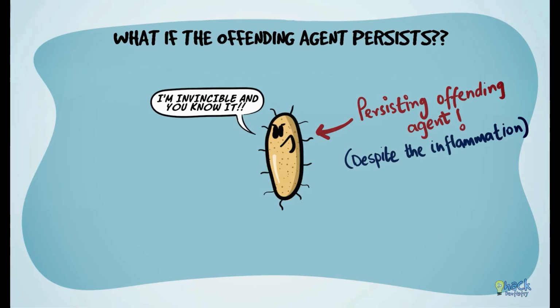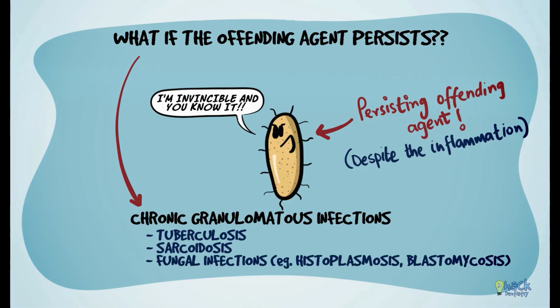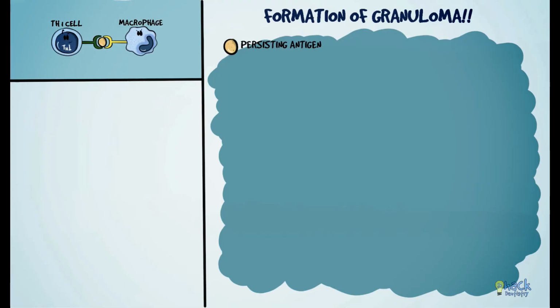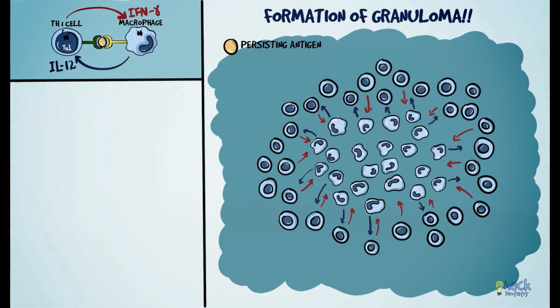This is usually the case with chronic granulomatous infections like tuberculosis, sarcoidosis, and some fungal infections. And in such cases, the persisting antigen causes a continuous loop of Th1 cells activating macrophages via interferon gamma, and the macrophages activating Th1 cells via interleukin 12.